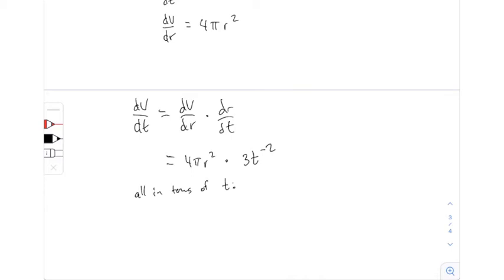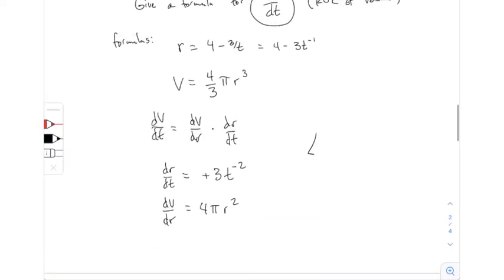So to get this all in terms of t, if I wanted to do this on a test or something, I would specifically say, give your answer only in terms of t, no r's. You just replace this r. It said r squared down there. Sorry, I keep scrolling up and down. I'm just going to replace r by that, 4 minus 3t to the minus 1.